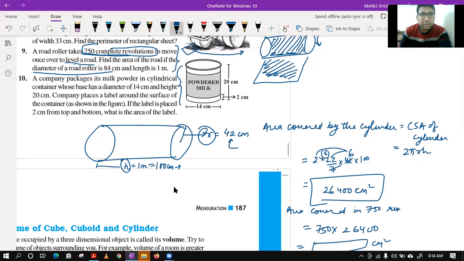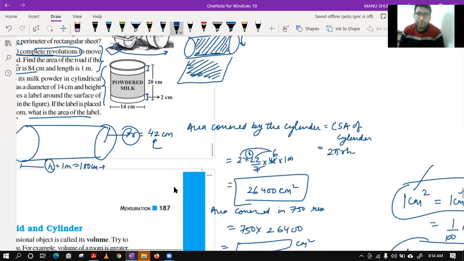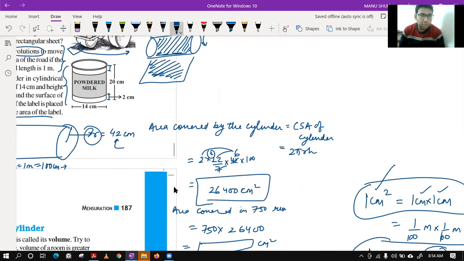Company places a label around the surface of the container. You all have seen these kinds of labels around containers. If the label is placed 2 centimeter from the top and bottom, so that means you are leaving 2 centimeter space on the top and 2 on the bottom, then you have to find the area of the label. Let's see the question 2014-2.